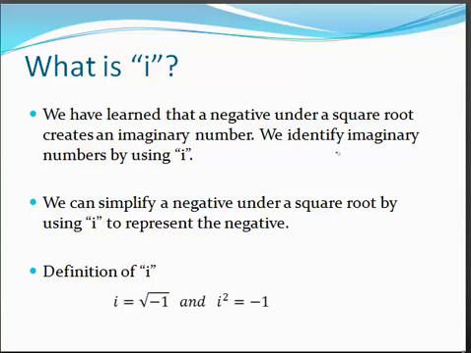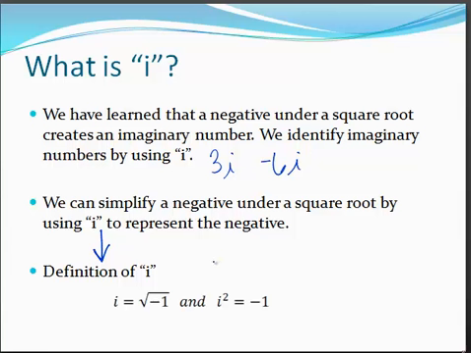So we now can identify the imaginary number by using i. It would be something like this: we'd say 3i, negative 6i, something like that. We can simplify a negative under a square root using i to represent the negative. So the definition, which you need to write down, of i is this: i is equal to the square root of negative 1, and i squared is equal to negative 1.